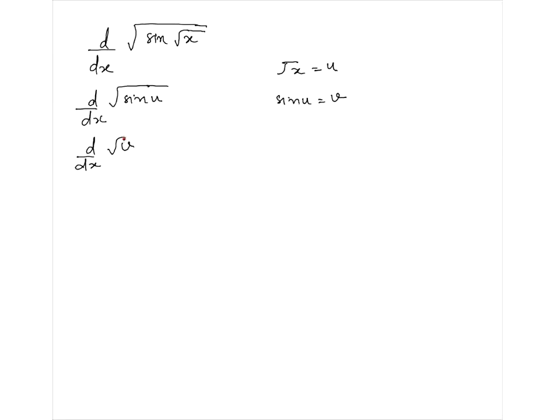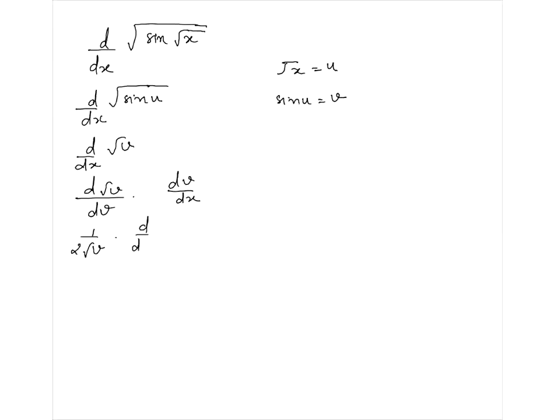So we now no longer introduce third variable. Some problems may even require you to introduce third variable. And we just focus on this chain. We focus on chain. So d dx, that I'm writing as d dv into dv by dx. d dv of root v, 1 upon 2 root v.